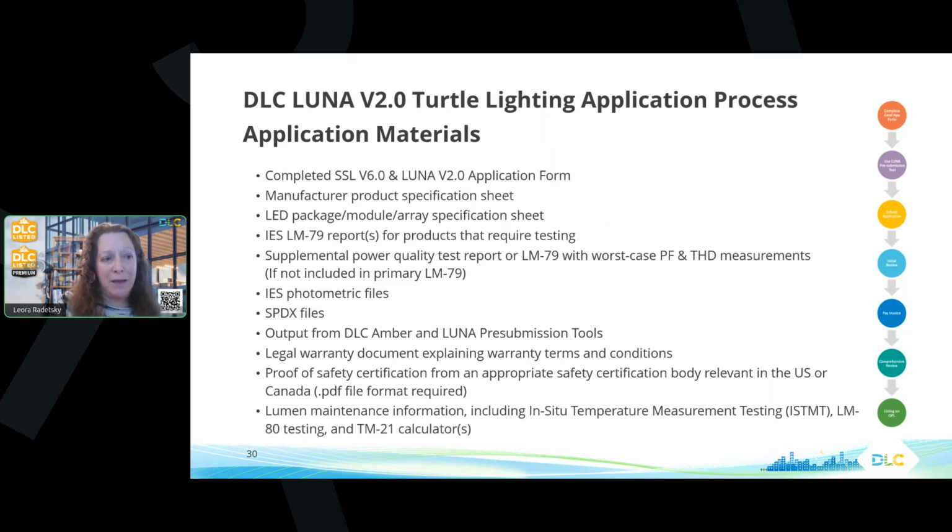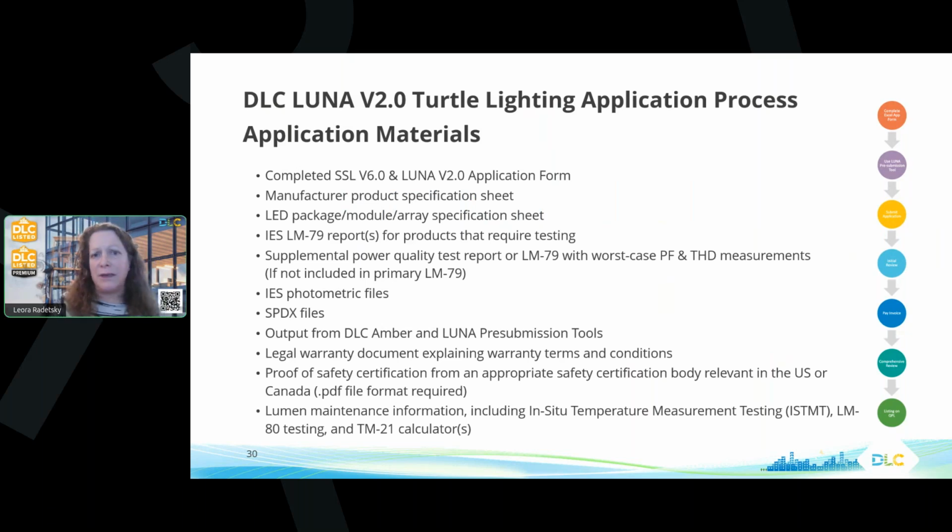You will have image files from the DLC Amber and Luna pre-submission tools that you'll have to submit, and we'll be checking that those constraints are met with our reviewers. We'll need your warranty documentation, your proof of safety certifications as a PDF, and all of your lumen maintenance and color maintenance testing information, including your ISTMT testing, your in situ temperature measurement testing, LM80 testing, and your TM21 calculators.